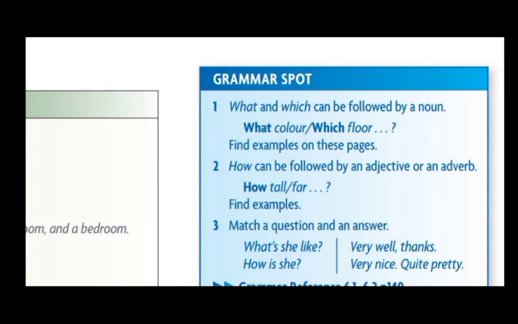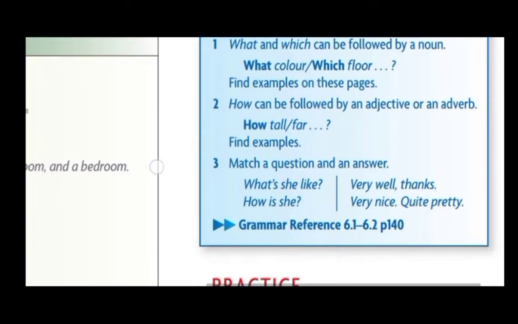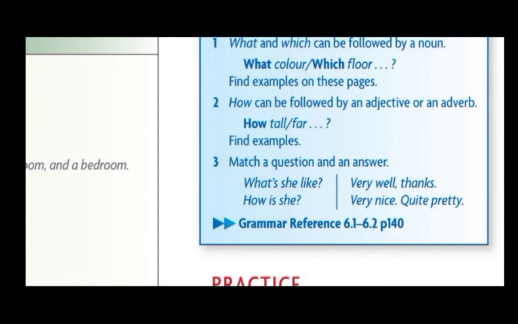Let's examine this grammar spot. What and which can be followed by a noun. What color? Which floor? Find examples in these pages. Number 2 here. How can be followed by an adjective or an adverb. How tall, how far, how old, how often, and so on. Find examples.